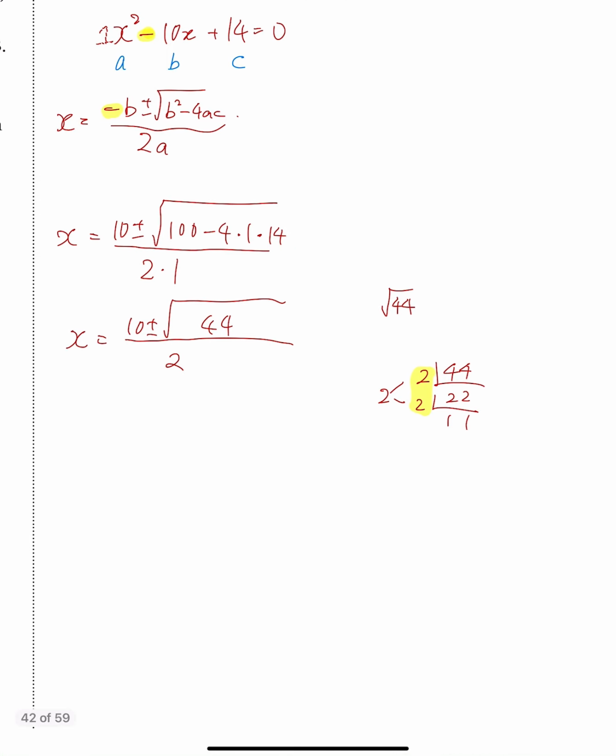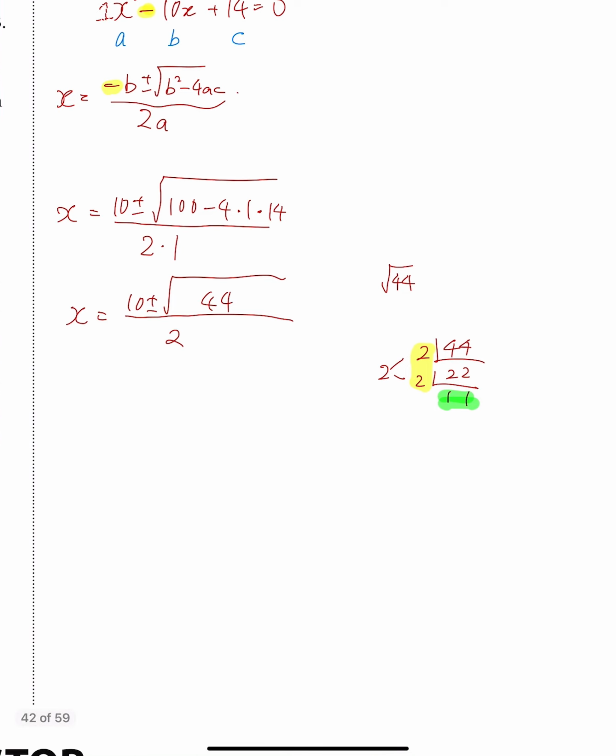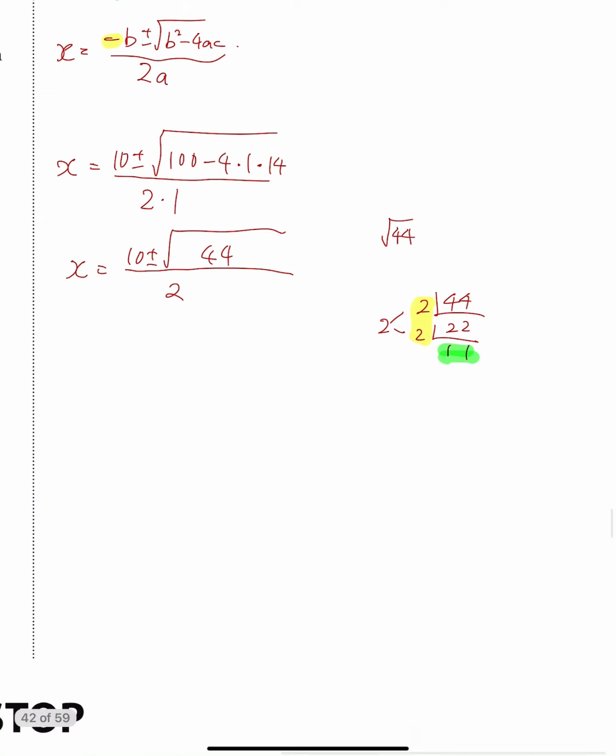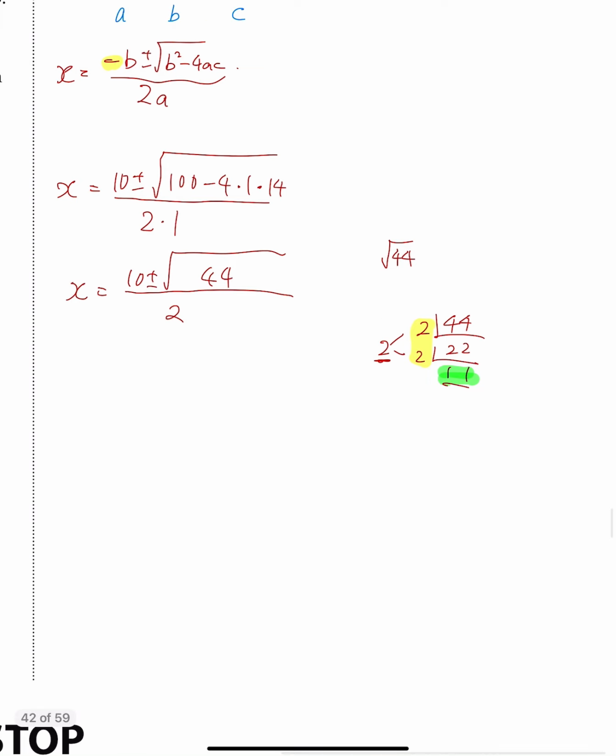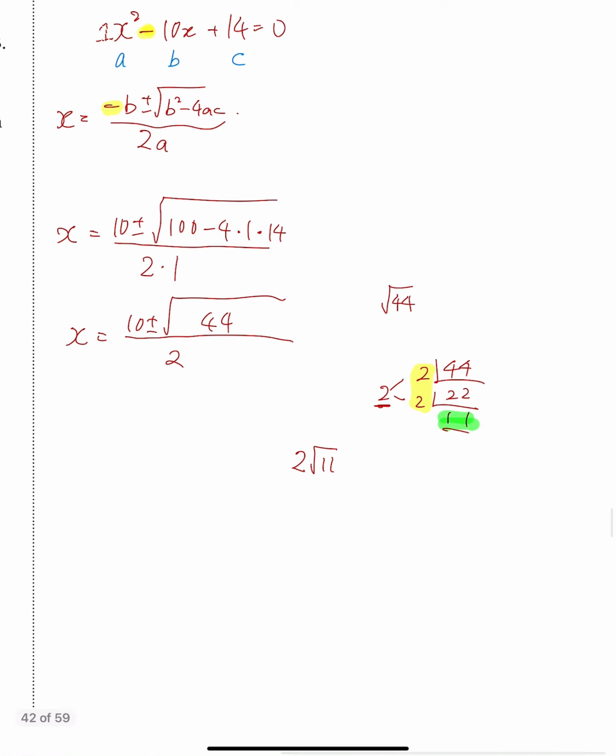So we're going to have 2 and 11. Is it possible to divide 11 by another number? No, 11 is prime, so we cannot divide it by any number. So we have this 2 and 11. Then we can convert this into 2 root 11. So root 44 is equal to 2 root 11.